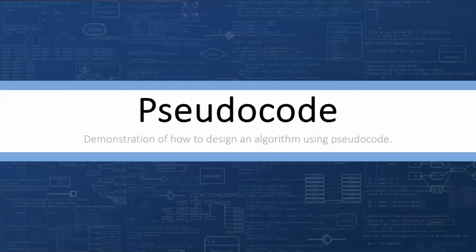Today's video will demonstrate how to take an English problem definition and turn it into pseudocode. Hello, I'm James Helfrich. Pseudocode is a tool that allows us to translate English design ideas into a specific programming language, which can then be compiled. This video will demonstrate that process.